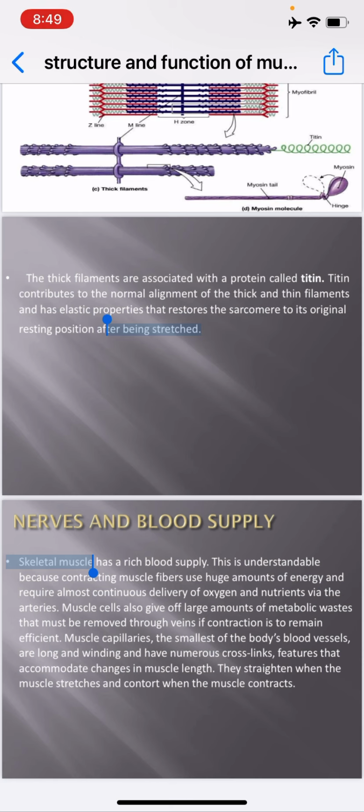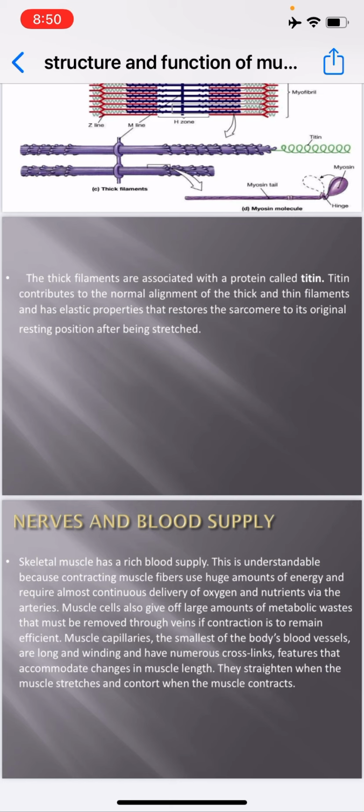Nerves and the blood supply in the skeletal muscles. Skeletal muscle has a rich blood supply. It is understandable because contracting muscle fibers use a huge amount of energy and require almost continuous delivery of oxygen and nutrients via the arteries. Muscle cells also give off large amounts of metabolic wastes that must be removed through veins if contraction is to remain efficient.